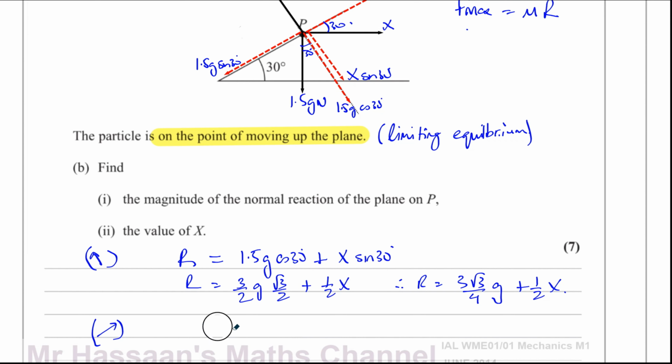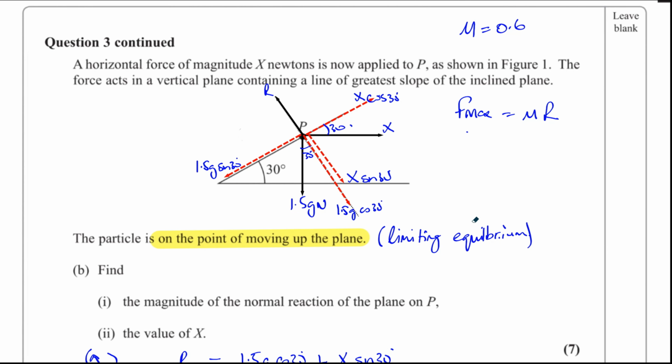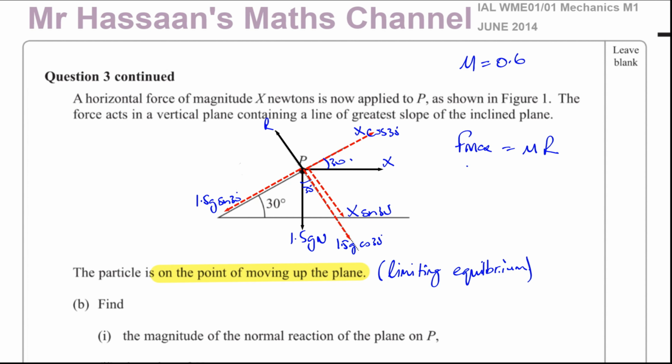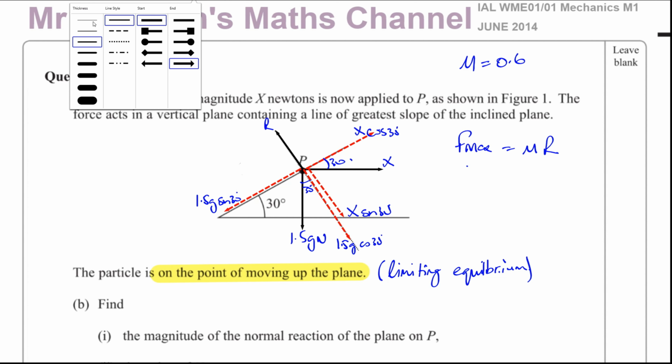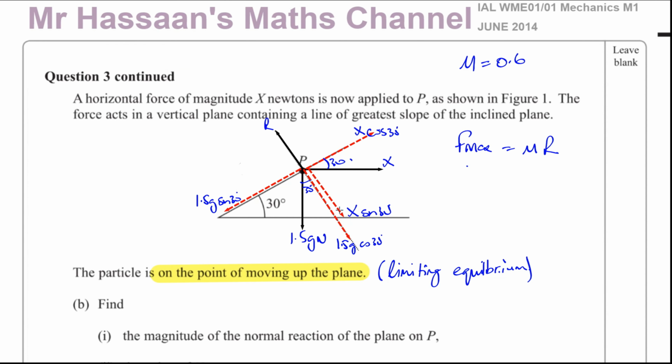There's one more thing we have to consider, very important here, which I didn't mention. Now, it's on the point of moving up the plane. What does that mean? What that means is that there's going to be a frictional force acting as well. Okay, we know it's a rough plane, so friction. Which way does friction act? Now, we know that F max is going to act. We mentioned that already. Which way does F max act?